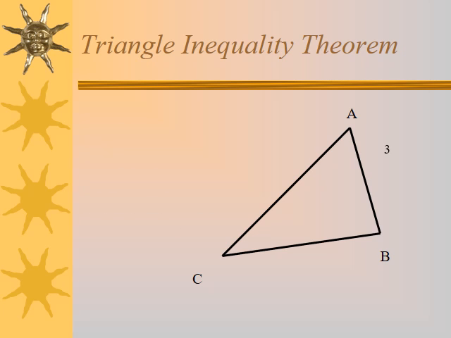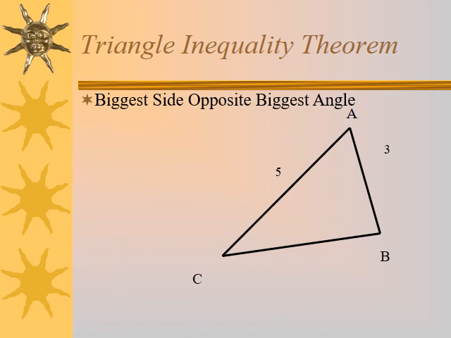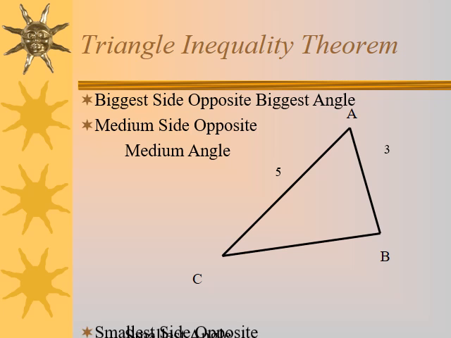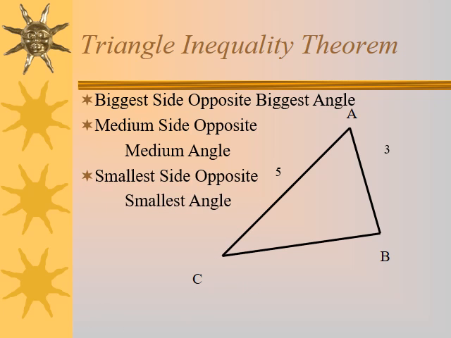So if I look at, for example, here on my triangle, I've got one side that's 3, one side that's 5. If I look at that, that's going to tell me that the biggest side is opposite the biggest angle. The medium side is going to be opposite the medium angle, and the smallest side is going to be opposite the smallest angle. So if I look at the 5 and the 3, I have to go opposite. So I'm going to draw a line across from here. That would be that opposite side. If I draw a line across from C, that would be that opposite side. If I draw a line across from A, that would be its opposite side.